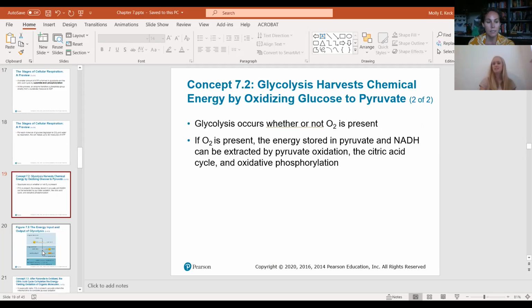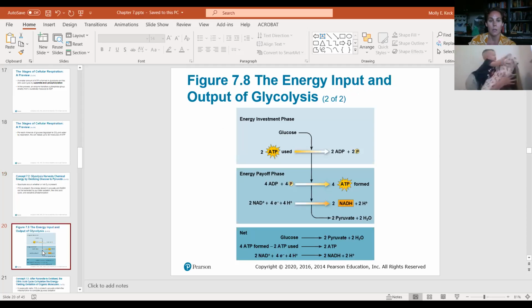So glycolysis is the only one within cellular respiration that will occur whether or not oxygen is present. But if oxygen is present, then we can move on and move into the mitochondria and go through cellular respiration. There are different phases of glycolysis, sorry.